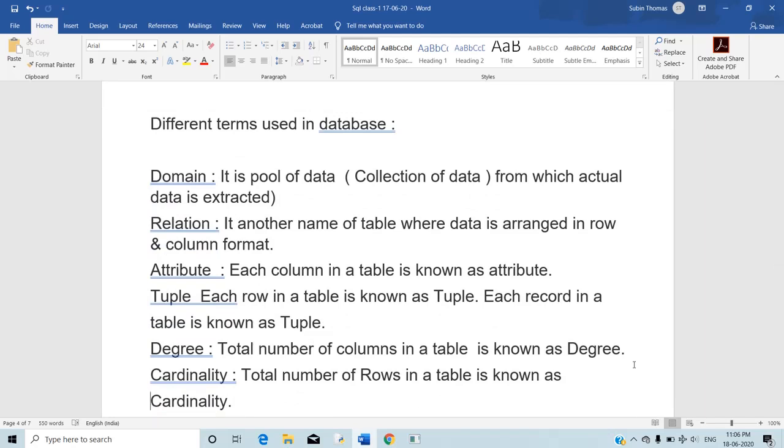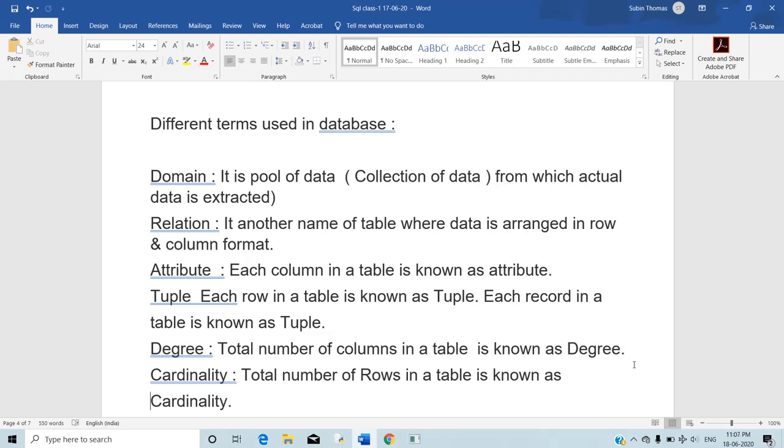First one, domain. Domain means it is a pool of data or a collection of data. From that collection, you are extracting the value to a table. You are going to store data in a table row wise and column wise. So you are extracting the data from a collection and that data you are storing in a table.